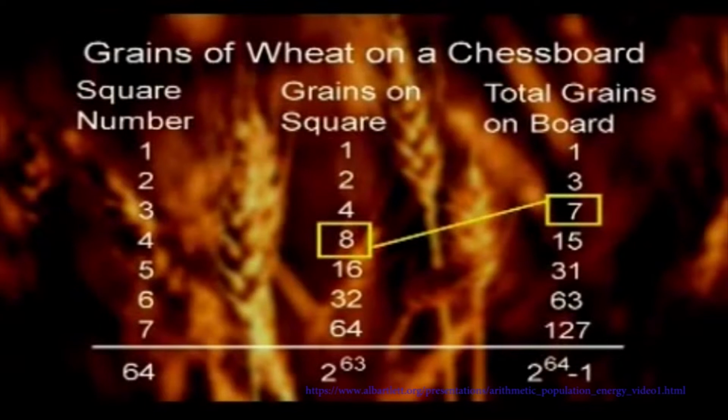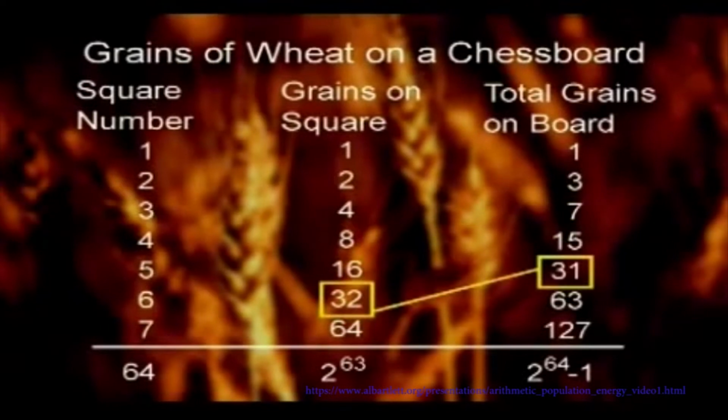For example, when we put 8 grains on the fourth square, the 8 is larger than the total of 7 that were already there. When we put 32 grains on the sixth square, the 32 is larger than the total of 31 that were already there. Every time the growing quantity doubles, it takes more than all that you'd used in all of the preceding growth. Now, let's translate that into the energy crisis.